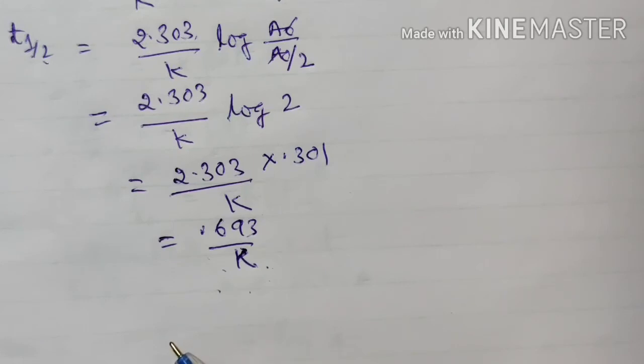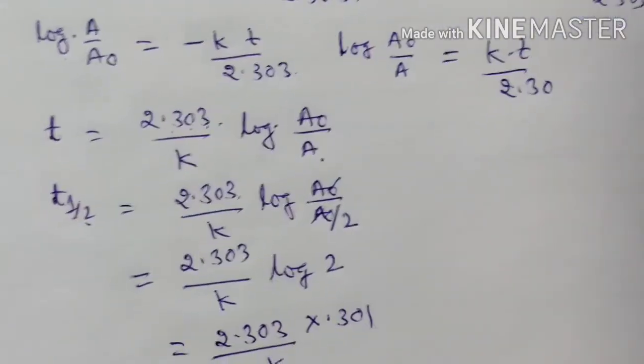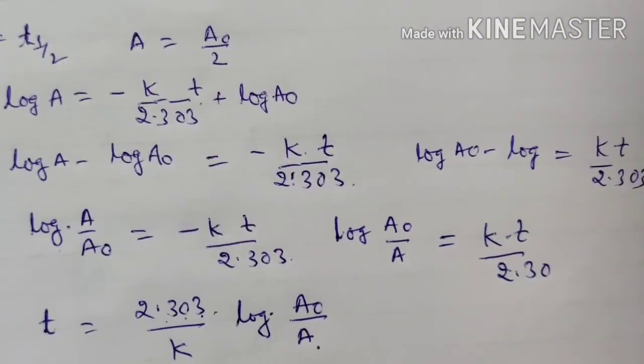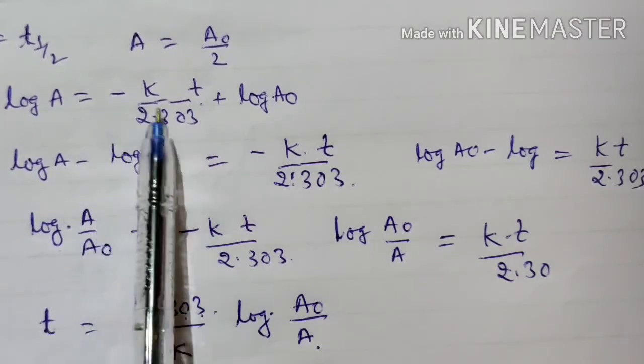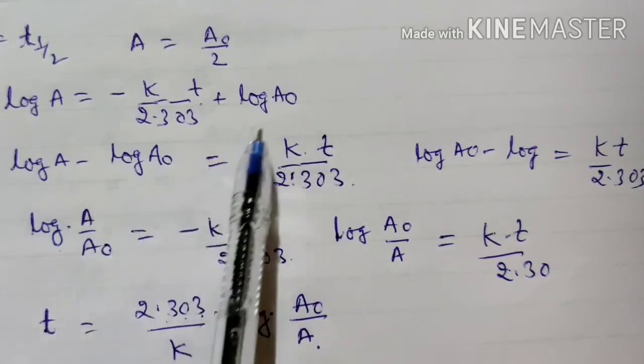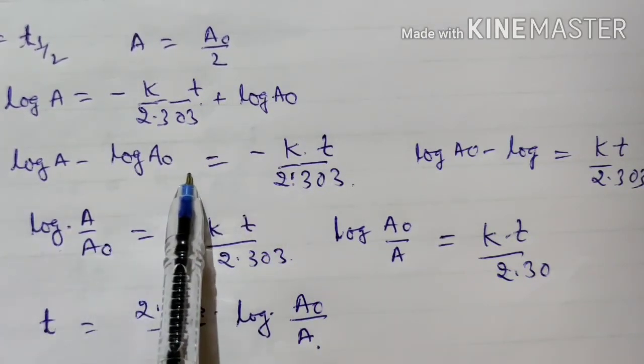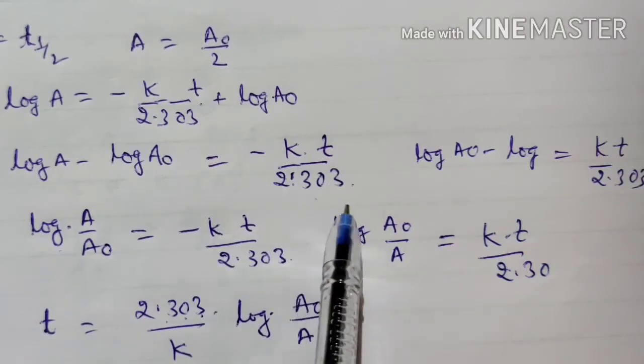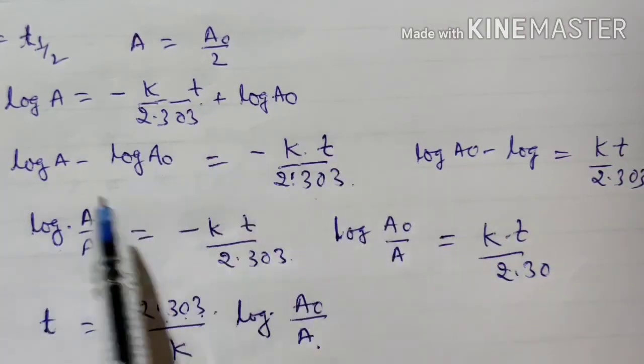So no matter whether you are taking 100 or 50, 5 or 7, whatever it be, the time required for the conversion of half of the reactant into product is called t half. So this is the expression for the first order reaction. This I am repeating for the t half: this is the time required for half of the conversion. Then you have noted down this equation, log A is equal to minus k upon 2.303 t plus log A0. Then log A minus log A0 is equal to minus kt upon 2.303.